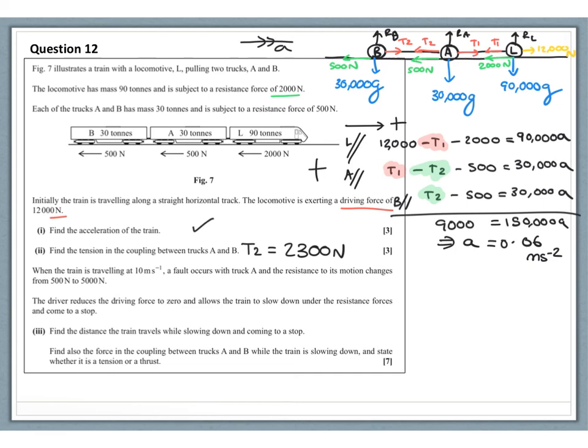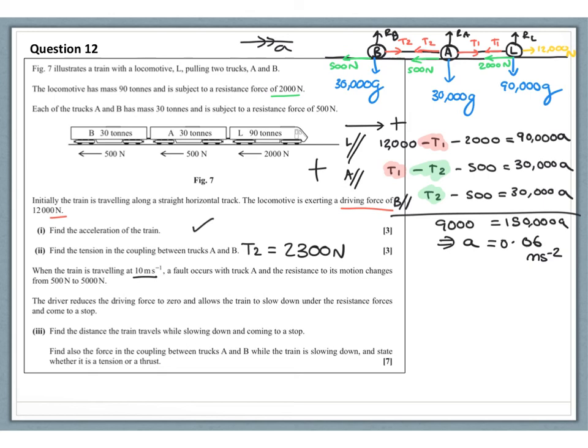Now, when the train is travelling at 10 meters per second, a fault occurs with truck A and the resistance to its motion changes from 500 to 5,000 newtons. The driver then reduces the driving force to 0 and allows the train to slow down under the resistance forces and come to a stop. Find the distance the train travels while slowing down and coming to a stop.